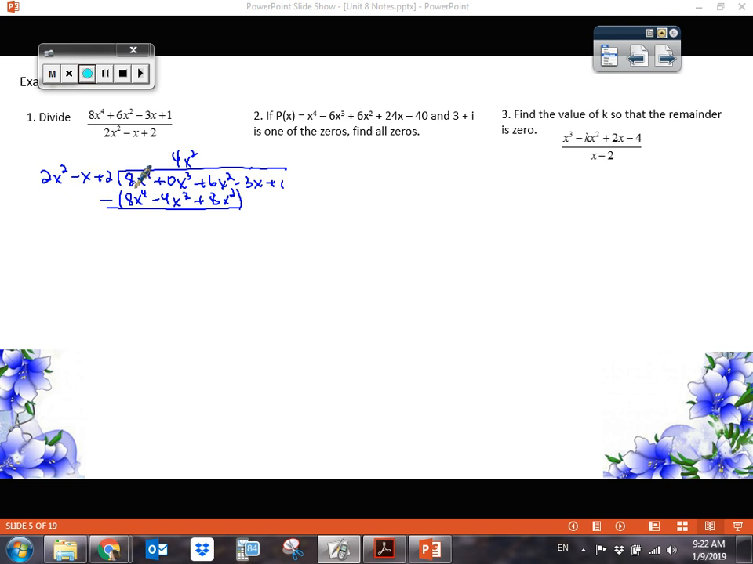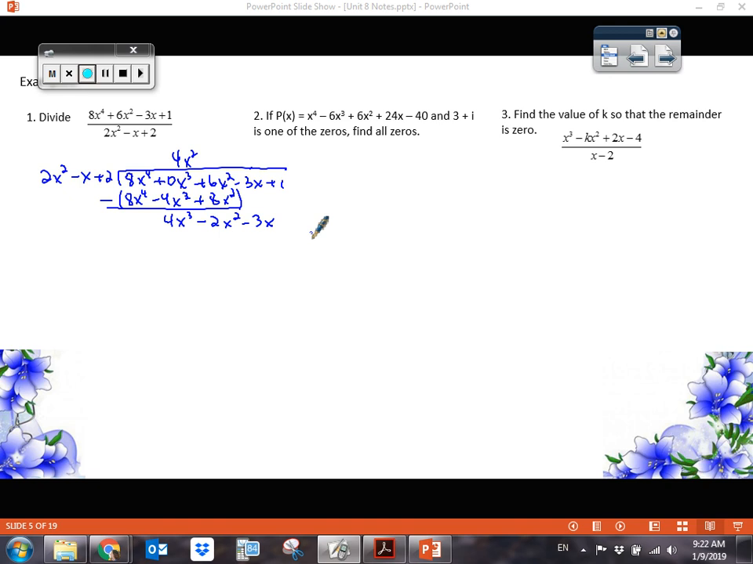So let's subtract. This minus this goes away. 0 minus a negative 4 is a plus 4x cubed. 6 minus 8 would be a negative 2x squared. And I'll bring my next term down. Okay, so let's go again.